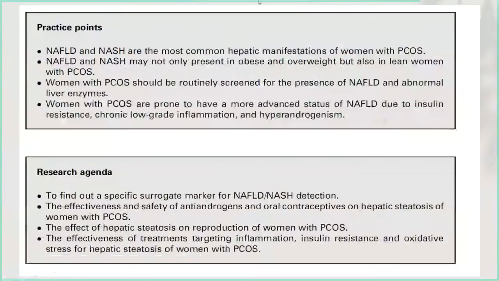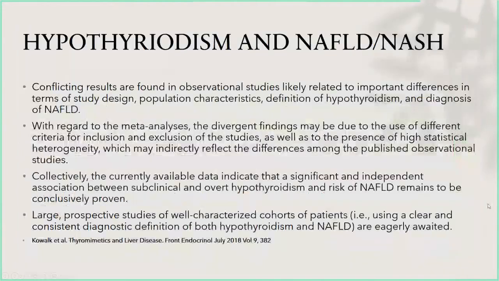So this is kind of interesting, looking at some of the mechanisms by which PCOS might be affecting fatty liver. The practice points here are that NAFLD and NASH are common hepatic manifestations in women with PCOS, and may be present not only in obese and overweight women, but also in lean women. They should be screened for NAFLD and abnormal liver enzymes. Women with PCOS are prone to have a more advanced status of NAFLD due to insulin resistance. And of course, a number of things are still out there: developing better markers, and looking at the medications that have beneficial effects on these individuals.